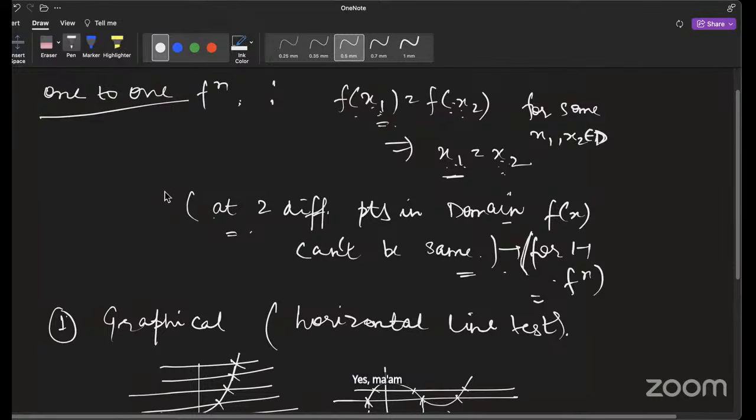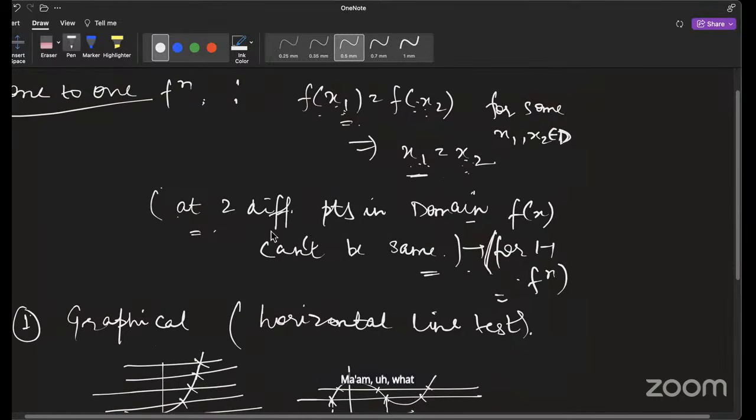Yes, ma'am. So what I was saying is, at two different points in the domain, there are two different values of y. Yeah, that's what I've written. f(x) can't be same. So if you have two different points in the domain, then your f(x) cannot be same at those 2 points for it to be a one-one function.